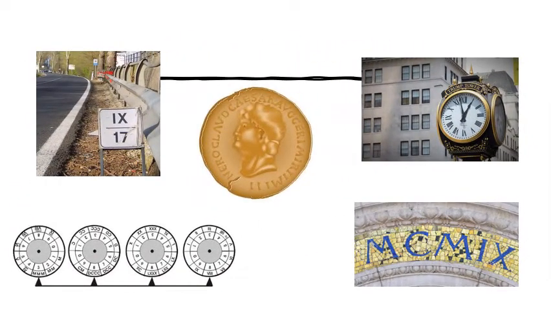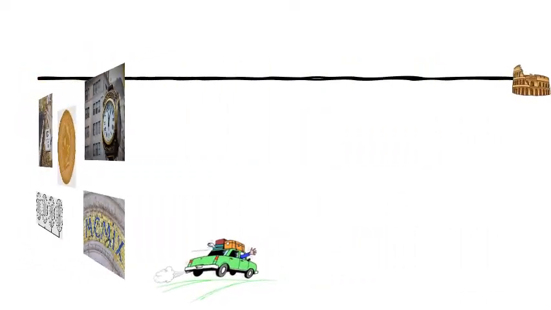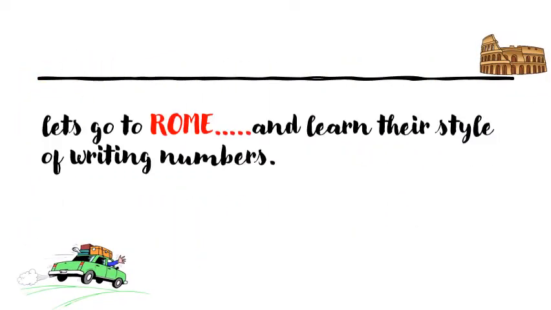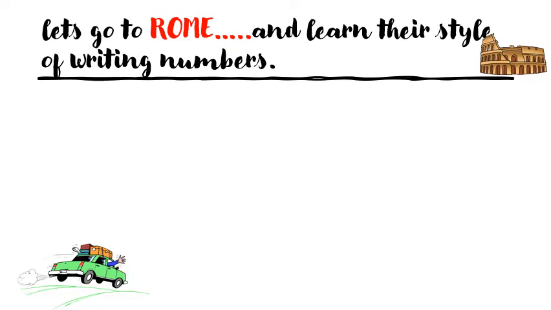Children, Roman numerals today are most frequently seen as list numbers, timepieces, and historic Roman coins, art and antiques in museums and antique shops. You can also see various images showing Roman numbers on the slide. Let's go to Rome and learn their style of writing numbers.